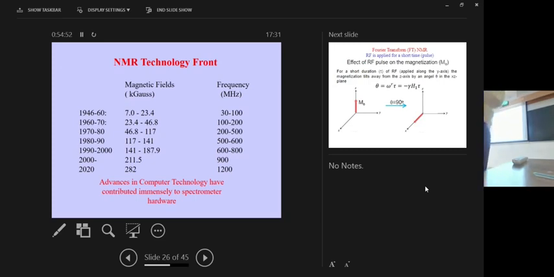There are not too many instruments of this type. You see, cost-wise it is prohibitively expensive. Now a 900 megahertz, which is listed here, will cost you about 40 crores.